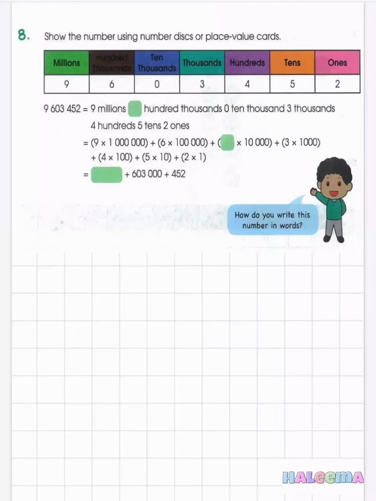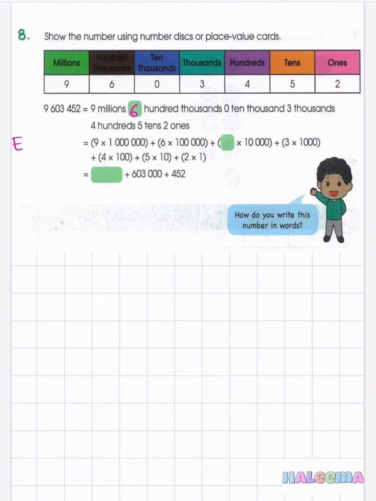It says, show the number using the number disc or place value card. The first thing that we need to do is the place value card. This part they've already done for you. 9 millions, look, 9 millions. What is in the 100,000s place? Can you tell me? Yes, it is 6, absolutely. 0 in 10,000s, 3 in thousands, 4 in hundreds, 5 in tens, and 2 in ones.